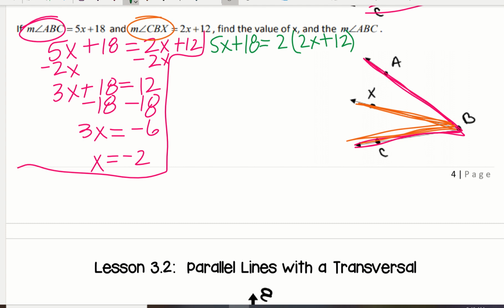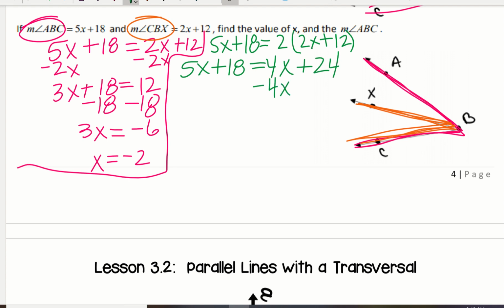Yes, ma'am. Could you do like 5x plus 18 minus 2x plus 12 equals 2x plus 12? Yes. You could do that too. Because that's only half of it. CBX is only the half. So they're equal because it's a bisector. So since they're equal, I can just multiply it by 2. So I get 5x plus 18 equals 4x plus 24.